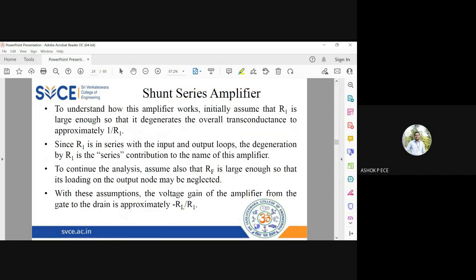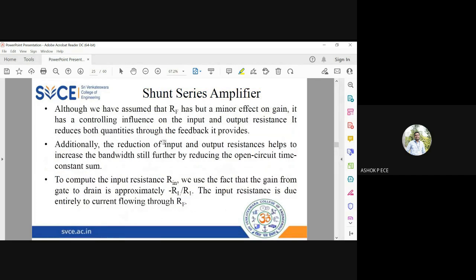And the explanation is given here, and it is very obvious. It is going to act like a negative feedback, and this RF resistance is going to be acting like a bridge between the input and output side of the network. And in this case, both the input and output resistance are going to decrease, which will help us in increasing the bandwidth. Okay, so that is what is clear from this expression.